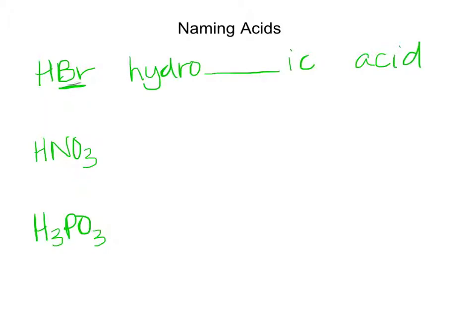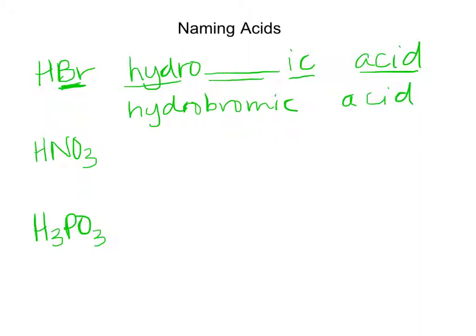When you only have the single element as your anion, your general convention is going to say hydro with your root, ic, and then add the word acid. So for this one, we would call it hydrobromic acid. So that's the name for our first example here.